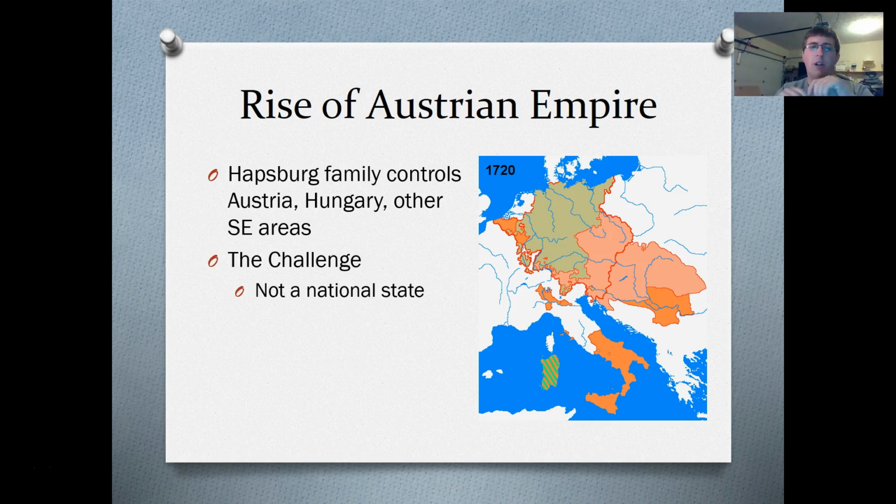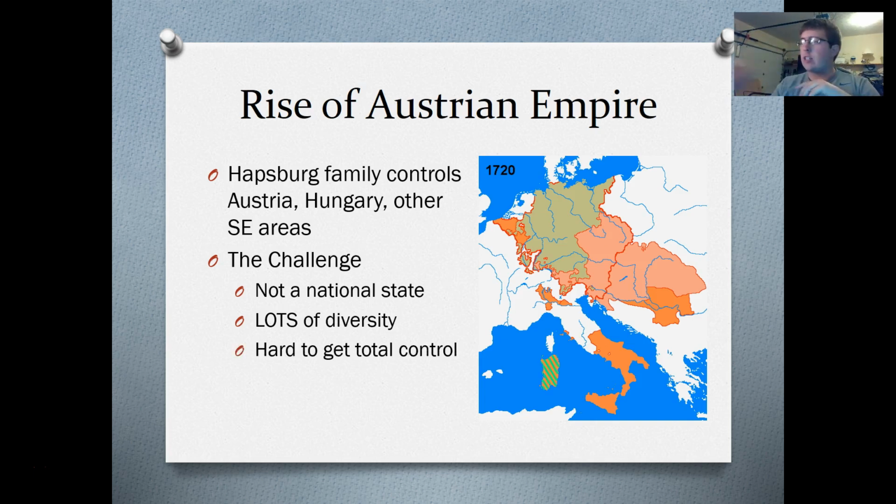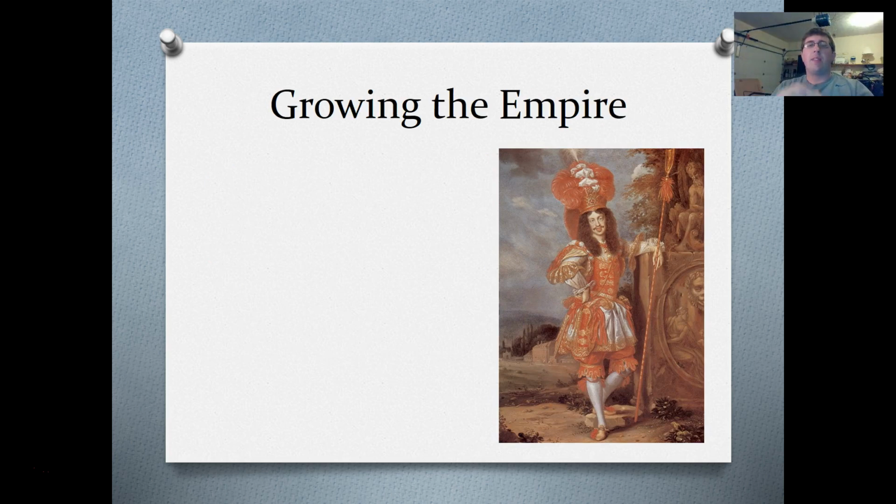But there's a challenge for Austria. It's not a national state, meaning that everyone in their empire doesn't necessarily speak their language. That language is German. There's lots of diversity, racial, ethnic, religious diversity, and therefore it's hard to get total control, because if you've got like 20 people in a room and they speak 15 different languages, it's going to be tough to make sure everybody's on the same page. So for Austria, their challenge is that there's a lot of diversity, a lot of different ethnicities in their empire.